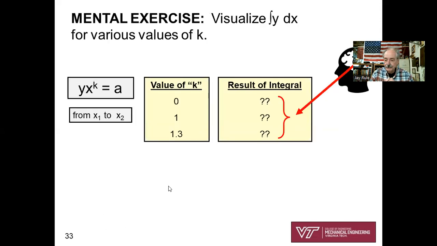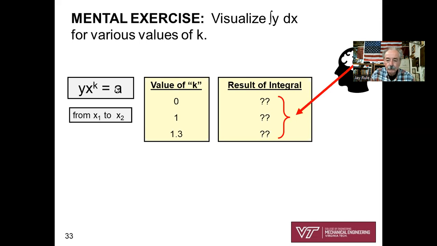So, mental exercise now. For the function y times x to the k equals a, what will the result of the integral be when k is 0, when k is 1, and k is 3? Let's think about it. Just take a real quick minute to think about that. When k is 0, x to the 0 is equal to 1. So y equals a. Y equals a constant, horizontal line. What will be the result of the integral for a horizontal line?